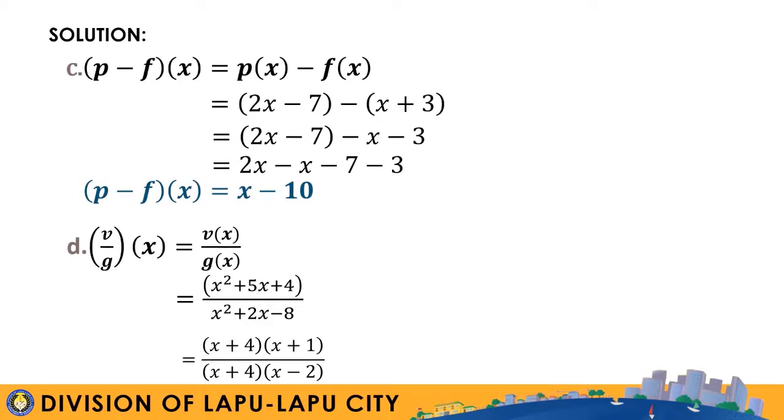Then divide the common factors. X plus 4 divided by x plus 4 is 1. Thus, the quotient of functions v and g of x is x plus 1 over x minus 2.